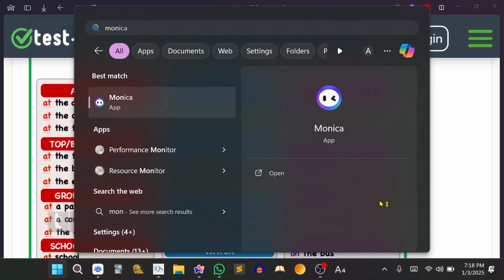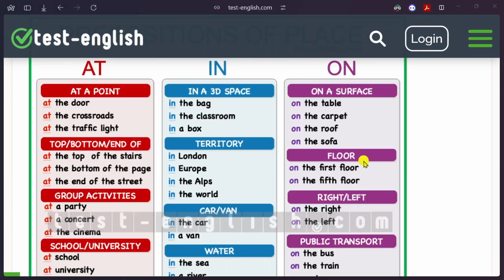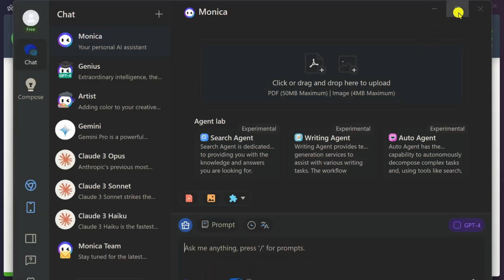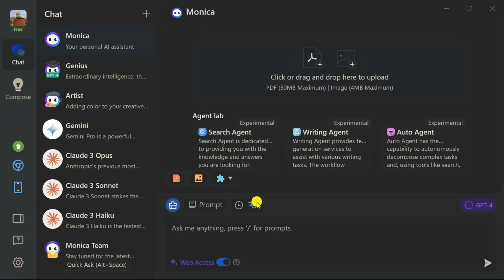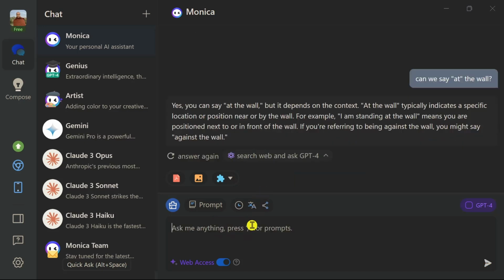Okay, I'll ask Monica to help me now. These are all similar, you see. Can we say at the wall? Yes, you can say at the wall, but it depends on the context. It indicates a specific location or position near or by the wall. Near the wall, you know. By the wall, it's near the wall. I'm standing at the wall.